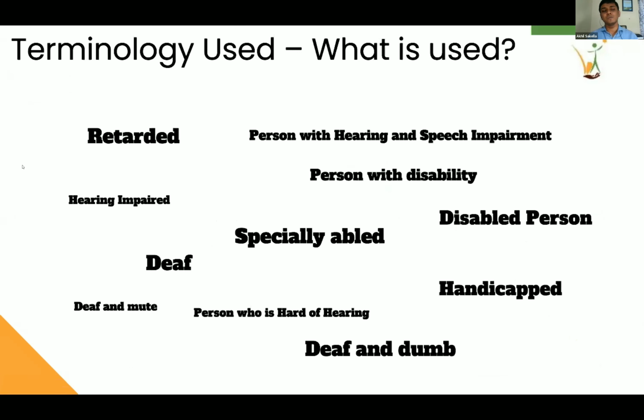So when we meet someone who uses sign language or a person who is deaf, people tend to use different types of words or terminology. We have some visually impaired participants with us as well, so I would like to read what is there. People tend to use words like retarded, person with hearing and speech impairment, person with disability, hearing impaired, specially abled, disabled, handicapped, deaf, deaf and mute, person who is hard of hearing, deaf and dumb. So, which words are correct? What are the accepted terms we can use when we meet someone who is deaf?